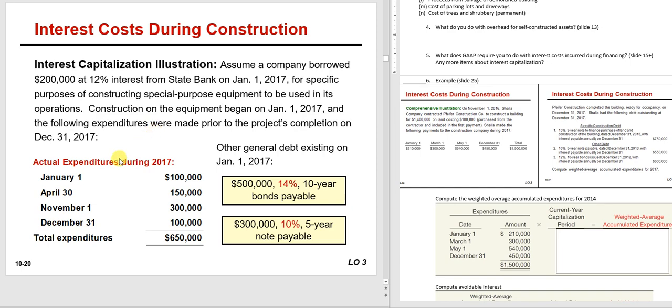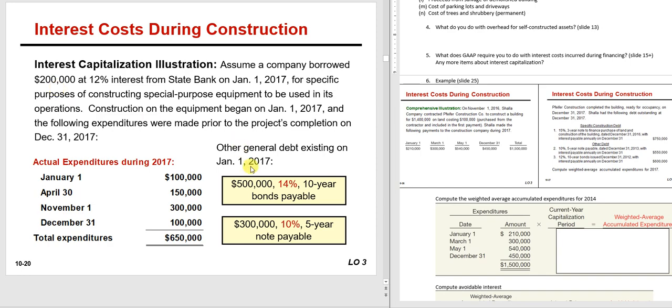So what they did is they actually paid $100,000 on January 1st. Sometimes you have to pay a down payment on it, or you have to buy materials to get started. It's hard to build a building without actual materials. So we paid $100,000 on it, and then on April 30th, we paid another $150,000. So we might have bought more materials as we're progressing, etc. So these are the dates of our expenditures. Notice we borrowed $200,000, which does not cover the $650,000 whatsoever.